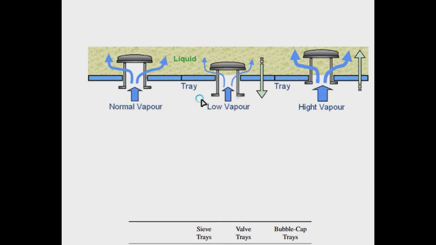different flows of vapor. If there is normal vapor, the bubble cap can adjust its position. It can move upward or downward. With low vapor, it can also adjust its position. With high vapor, it can adjust its position to the maximum length of the weir.